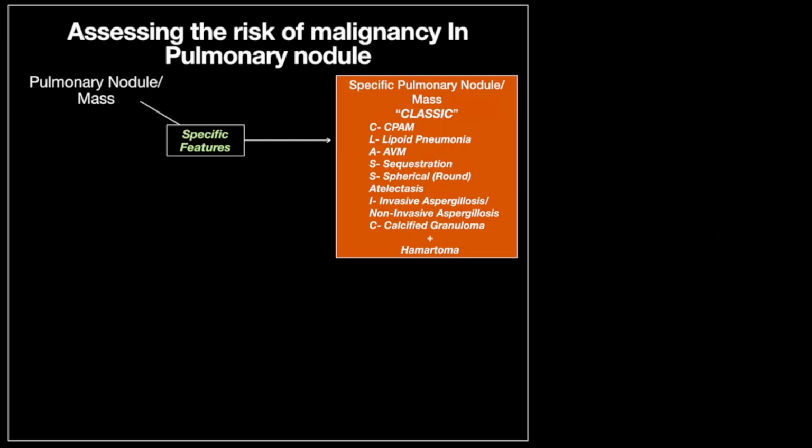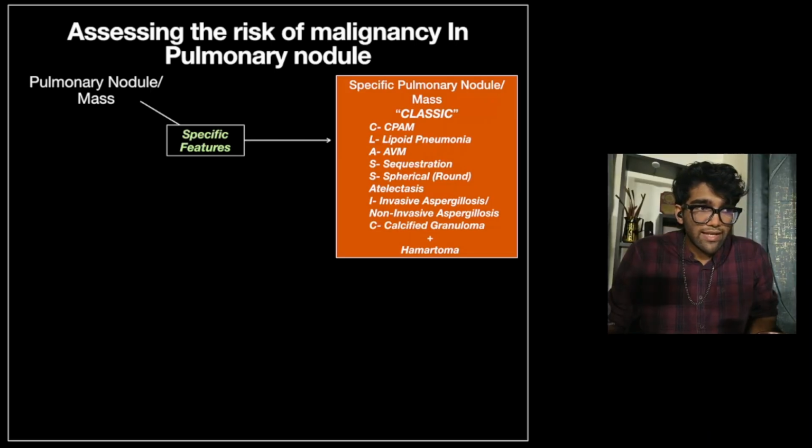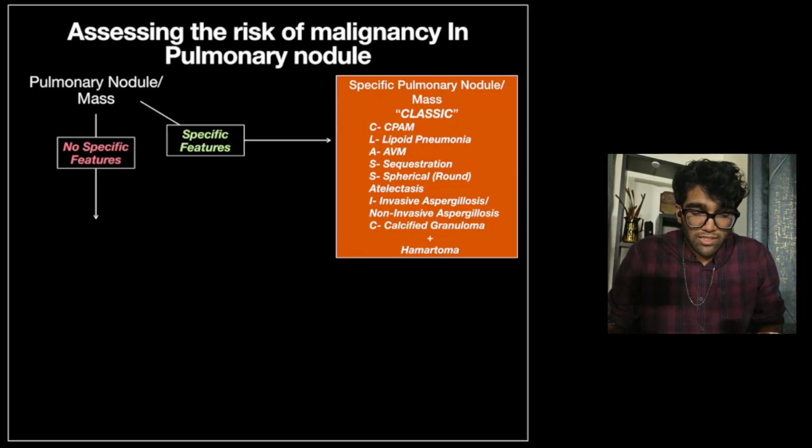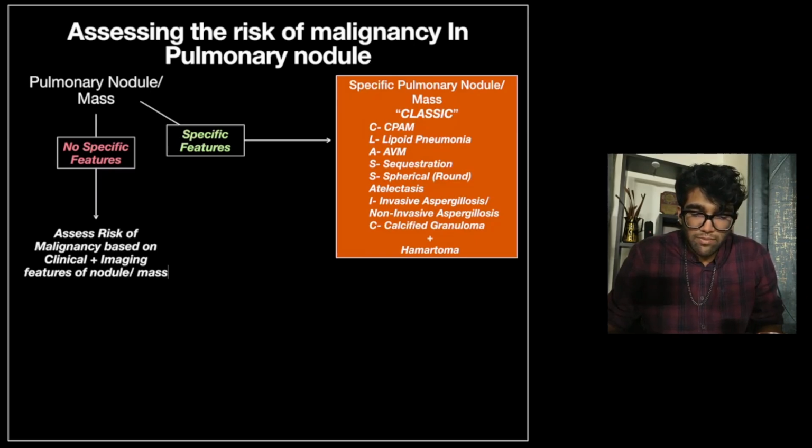You have S for spherical consolidation or spherical atelectasis. Then we have I for invasive aspergillosis or non-invasive aspergillosis, both of which have very specific imaging findings, and C for calcified granuloma. So if you, as would be more normally the case, have no specific features, then the pulmonary nodular mass has to be assessed for risk of malignancy based on a combination of clinical and imaging features.